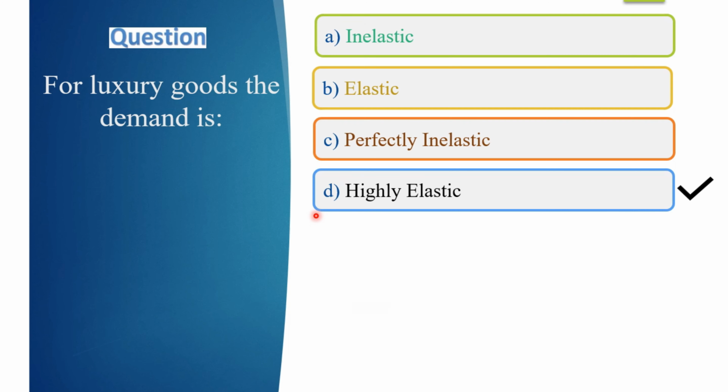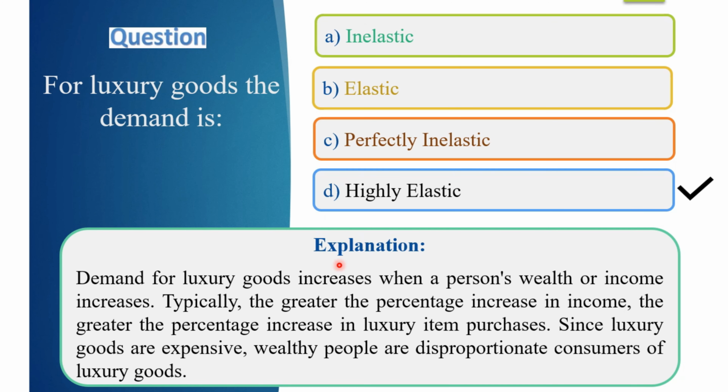Means demand for luxury goods increases when a person's wealth or income increases. Typically, the greater the percentage increase in income, the greater the percentage increase in luxury item purchase. Since luxury goods are expensive, wealthy people are disproportionate consumers of luxury goods. So, the demand for the luxury goods is highly elastic. मतलब बहुत ही ज़्यादा elastic demand होती है इनकी.